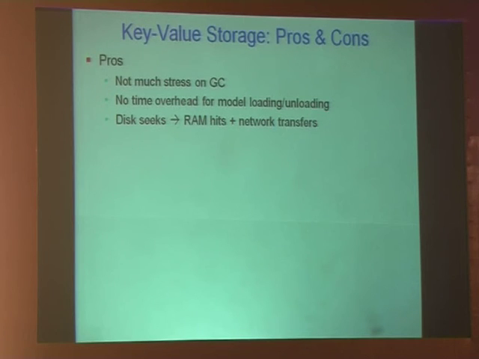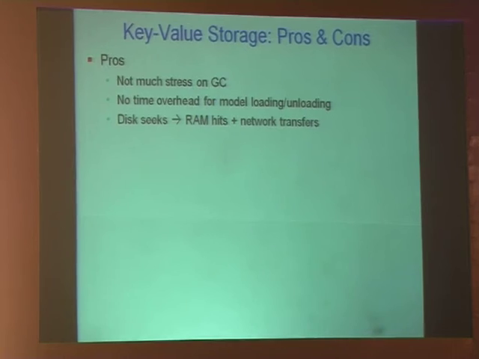Again, the pros and cons. Not much stress on GC, since models are expected to be present in RAM on at least one of the hosts. For the same reason, there is no time overhead for model unloading and loading. And ultimately, those disk seeks have been converted into RAM hits on at least one of the hosts, and the corresponding network transfer.